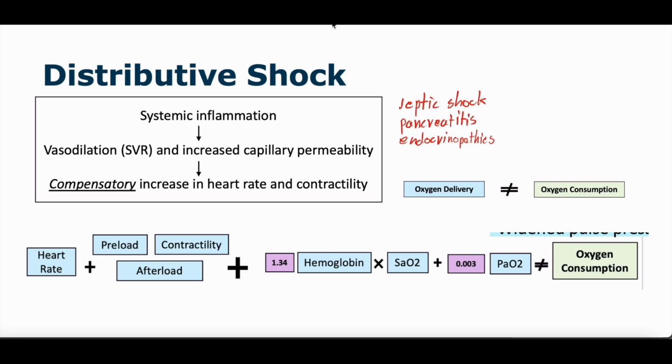Endocrinopathies. You can also see this with anaphylaxis, or a severe allergy, where your body starts to have a large degree of systemic inflammation.